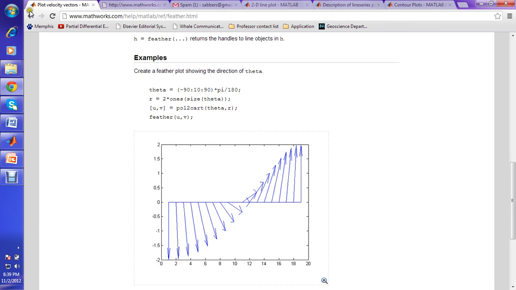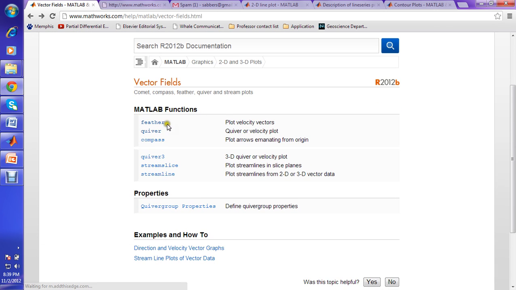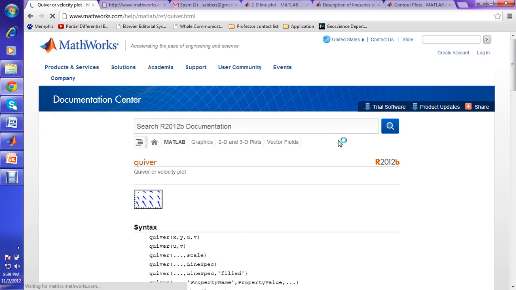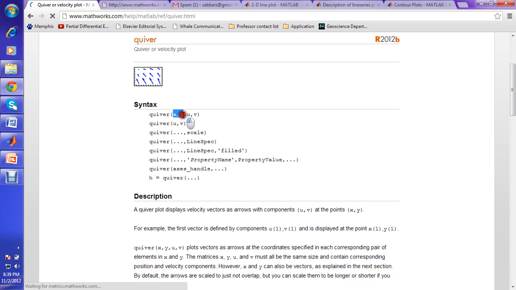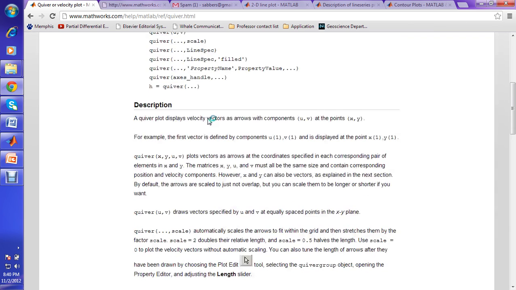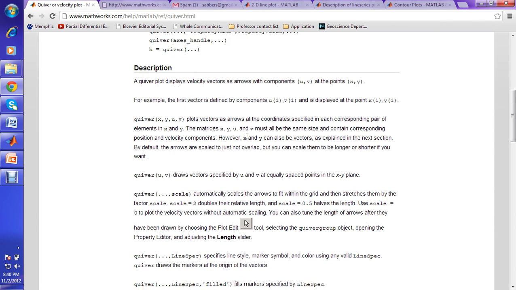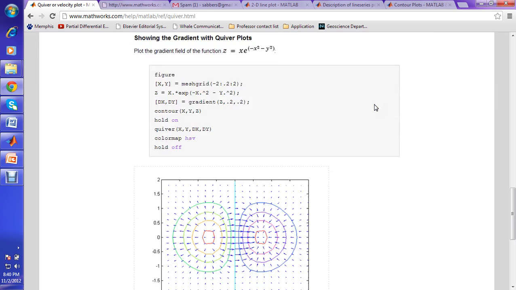So what is quiver? Quiver is much more interesting. It plots the velocity plot function. We need x, y, u, v data for plotting a quiver or velocity plot. What is x? X and y are the spatial domain data. What is uv? UV is the velocity data. The first vector defined has components u1 and v1 displayed at the point x1, y1. Let's see an example.